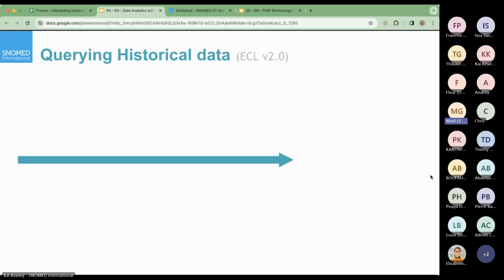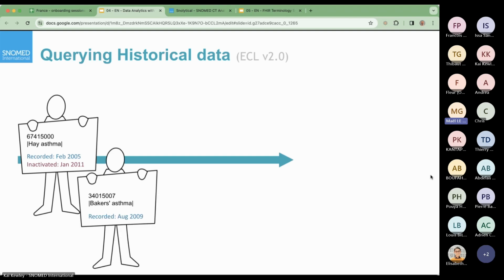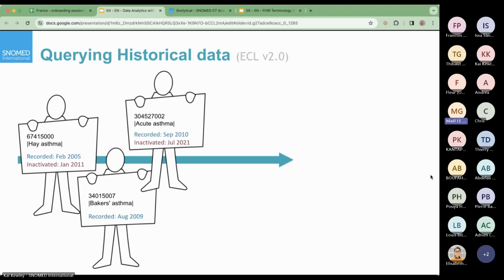Okay, we're moving on to the feature of ECL to allow us to query historical data. We've got some examples here where a few types of asthma are recorded over the years. This hay asthma may have been recorded on the healthcare record in 2005. In 2011, this concept hay asthma was actually made inactive. And we've got more examples. We've got an acute asthma here. Could have been recorded in 2010. In 2021, it was made inactive.